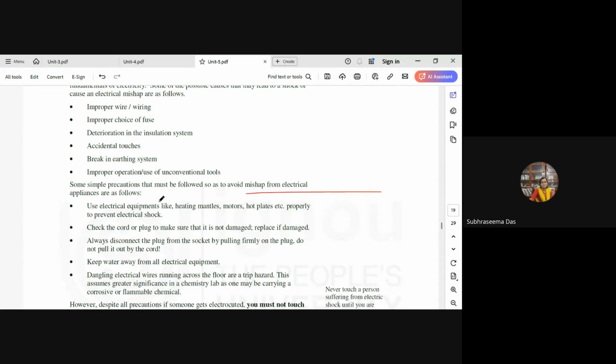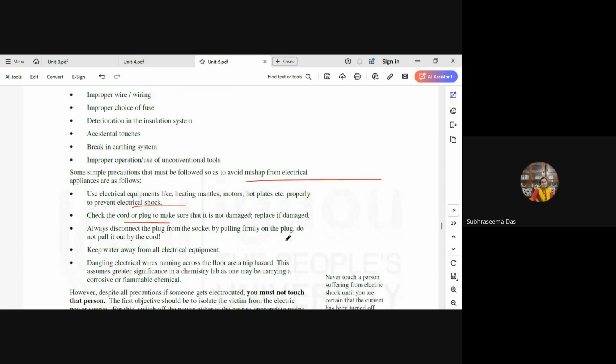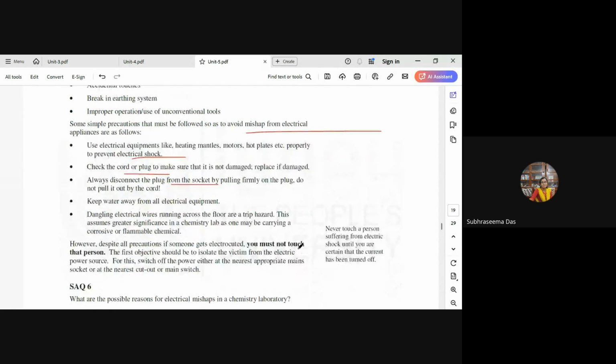Some simple precautions that we can follow to avoid mishaps from electrical appliances are that we can use heating mantles properly to prevent electrical shocks. We can always check the cord or plug to ensure that it is not damaged. The plug should always be disconnected from the socket. Water should be kept away from all electrical equipment.